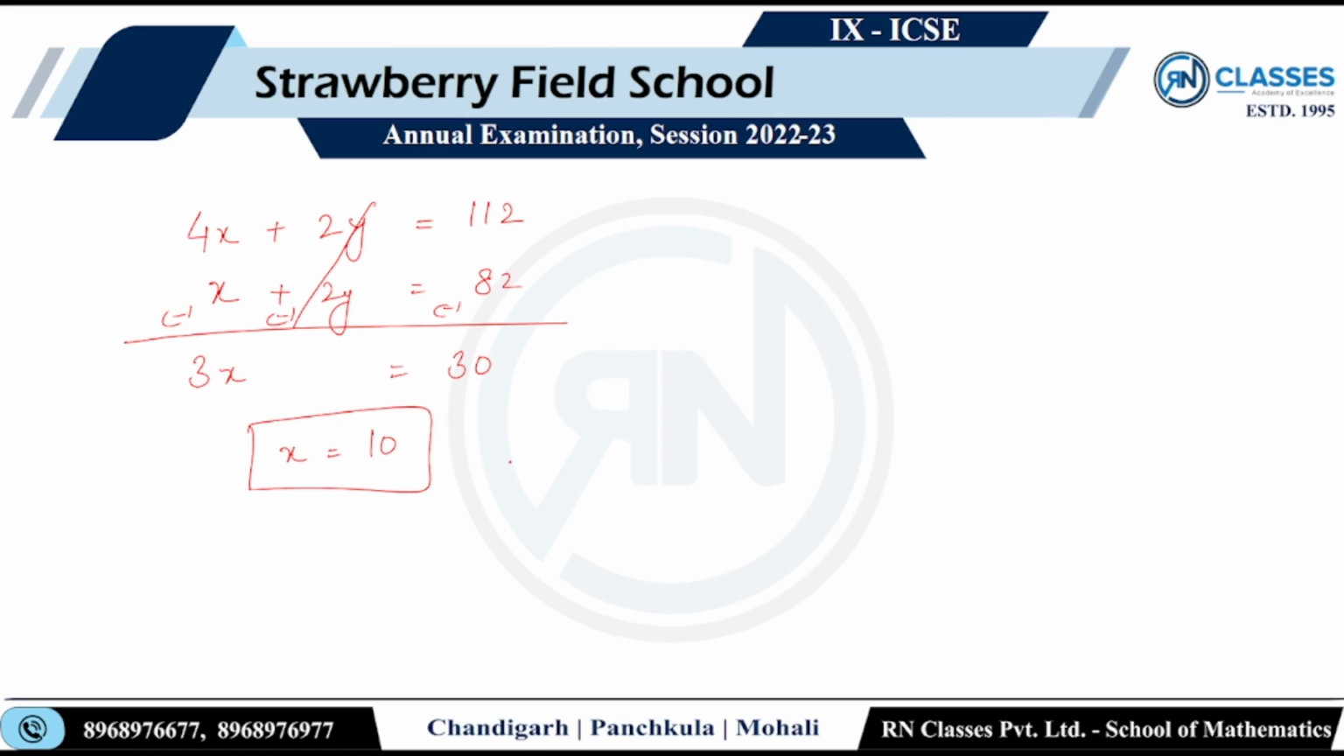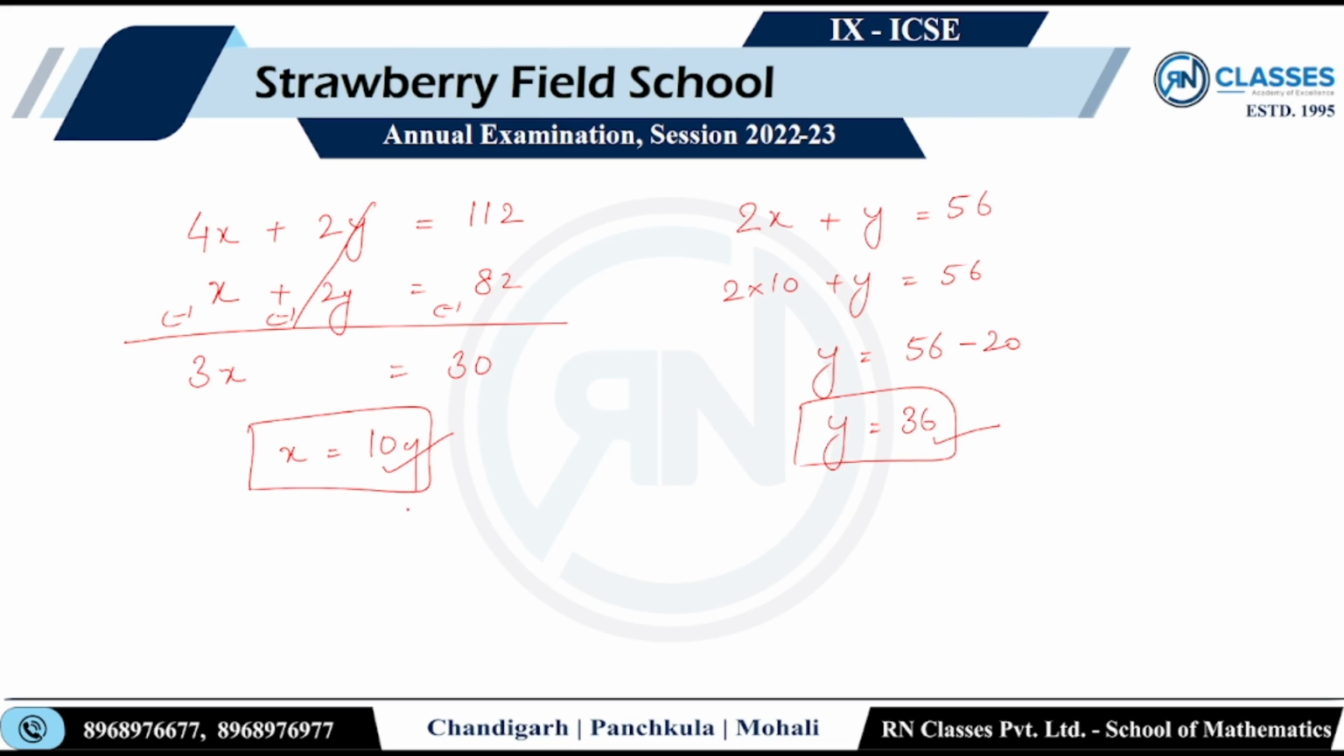Age of son तो 10 आ गया. Now किसी भी इक्वेशन में हमने पुट करना है 2x plus y is equal to 56. So 2 into 10 plus y is equal to 56. So y is equal to 56 minus 20. Y is 36. So son की age is 10. Father's की age is 36. Of course, in years, here it is.